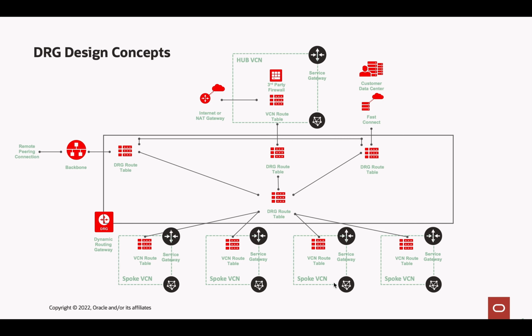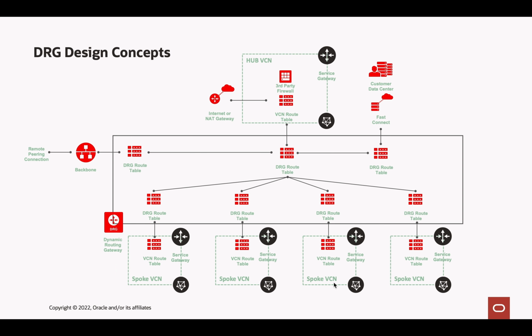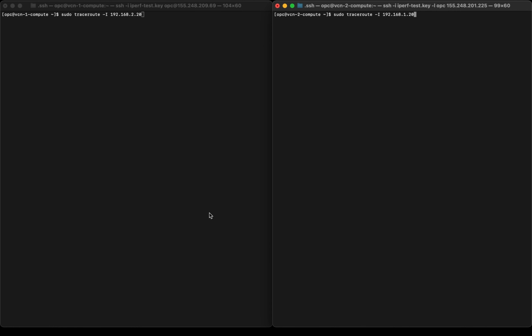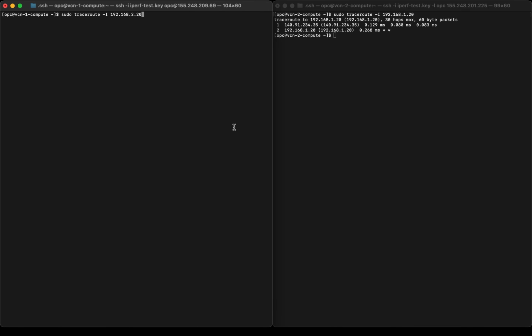What if we wanted to further segregate the traffic from all the spoke VCNs to and from each other? In order to do this, we'll need to associate the spoke VCNs with their own DRG route table and propagate from the hub VCN route table to the spoke DRG route tables respectively. Prior to doing this, let's do a quick trace route to see what the traffic flow looks like between the spoke VCNs currently. As we can see, the first hop is the DRG and the second hop is the remote system itself.